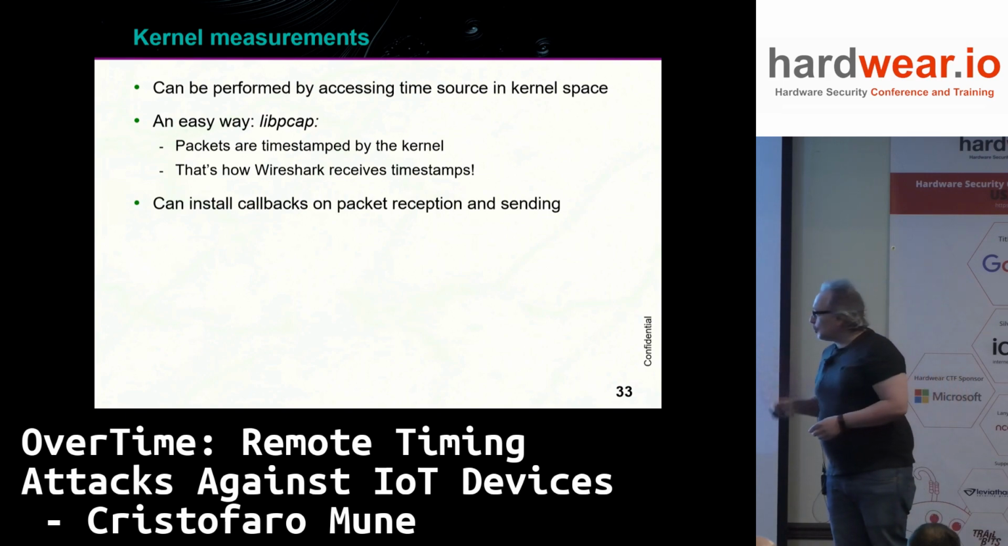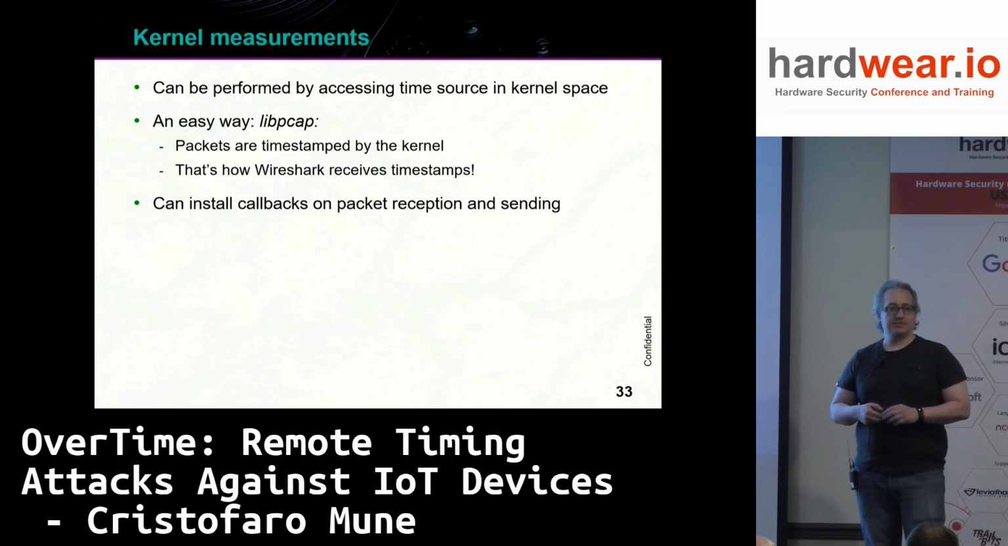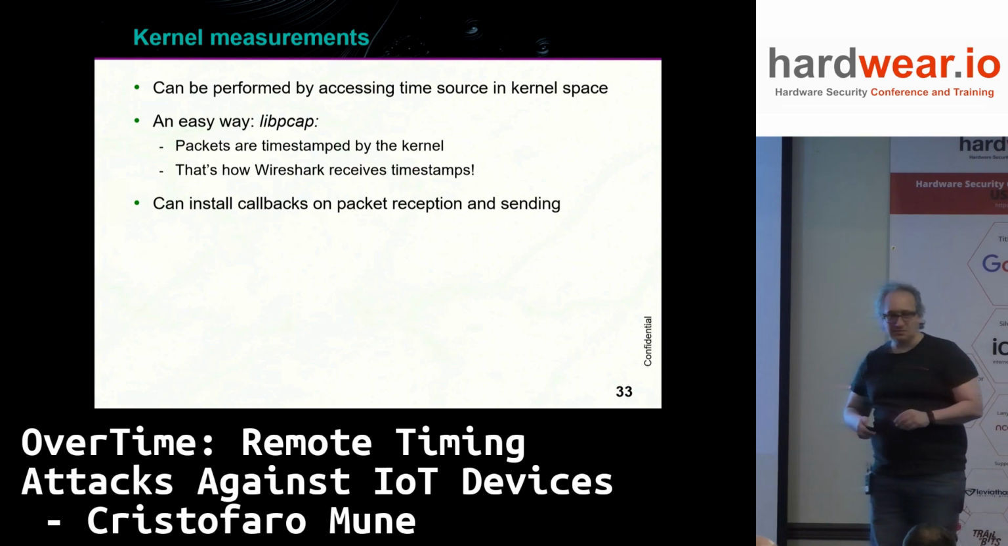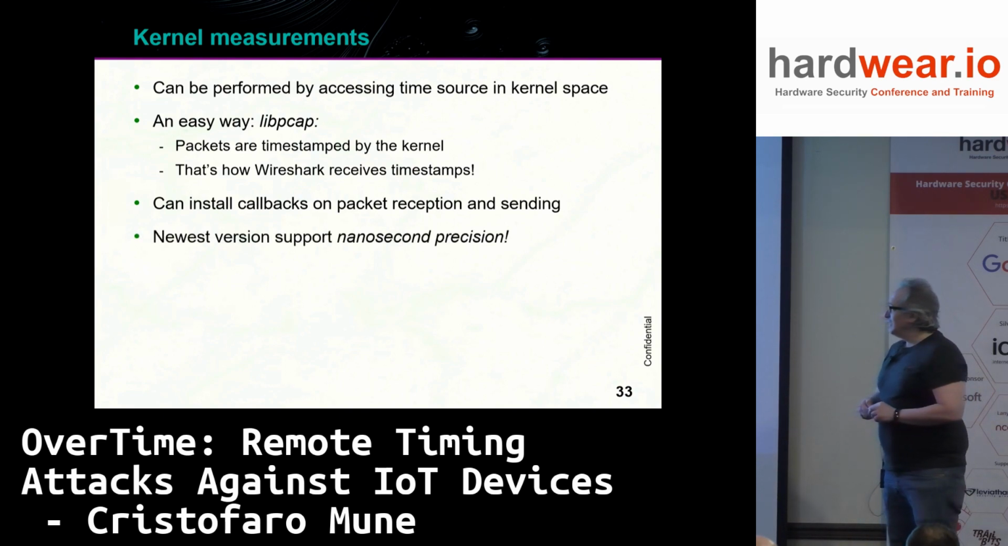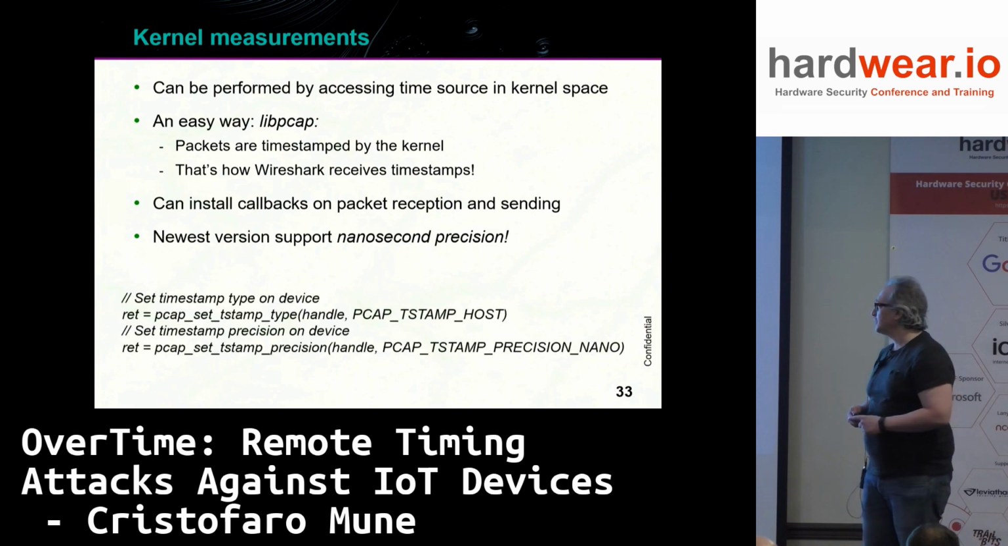So basically I can install callbacks on packet reception and sending. What do I need? Root privilege, nothing more, on a remote host. And I'm pretty sure that everybody in this room thinks that this is not so rare. The newest version supports nanoseconds precision. Let me show you the code, because it's better to show the code when we're talking.